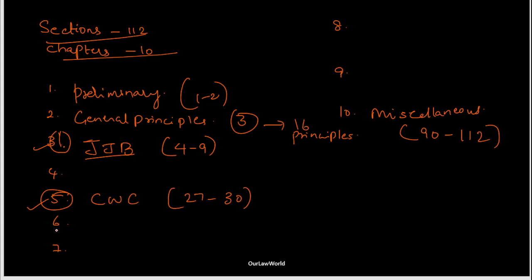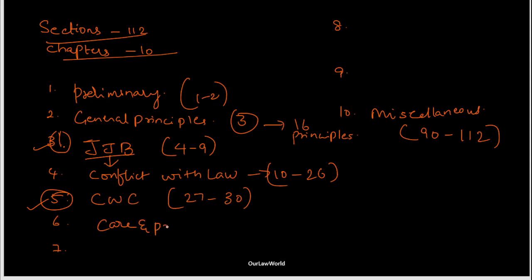So this fifth chapter has sections 27 to 30. How to remember the fourth and sixth chapters? Juvenile Justice Board deals with children who are in conflict with law. The fourth chapter deals with the procedure, how children in conflict with law are dealt with, and it involves sections 10 to 26. Like the above one, the sixth chapter is the procedure for care and protection.